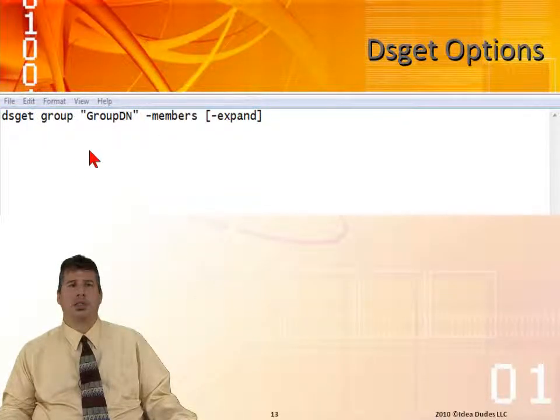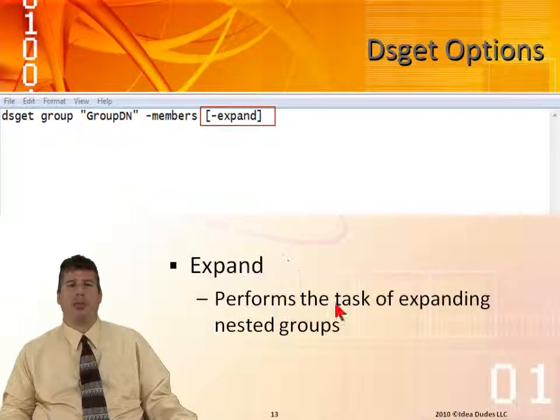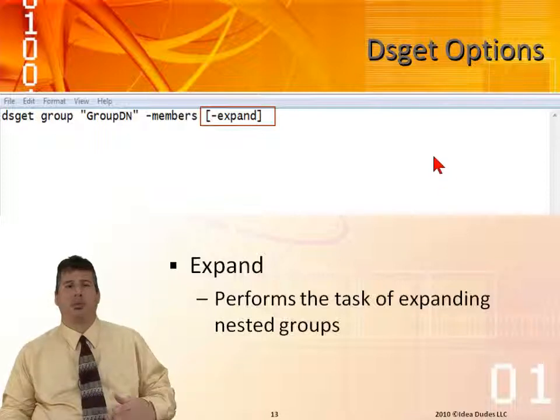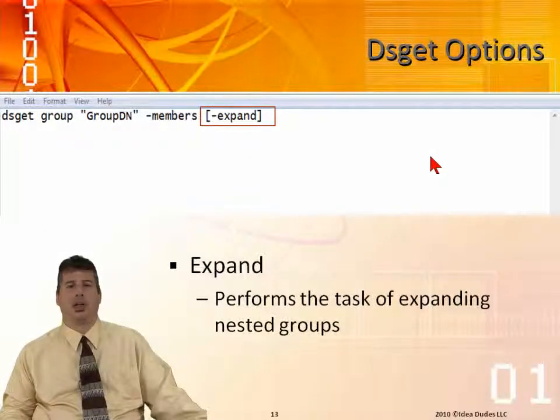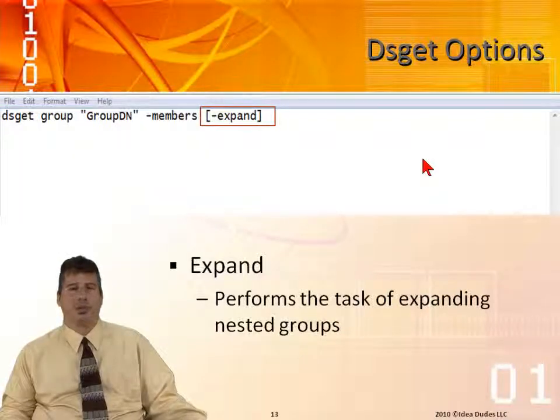Dsget options, here we go. We're looking at expand, which performs the task of expanding a nesting group. So here what we're doing is dsget, what is the actual object, the group DN, members, -expand. That will be able to show all the nesting of the group. So any groups that are involved, also any users.